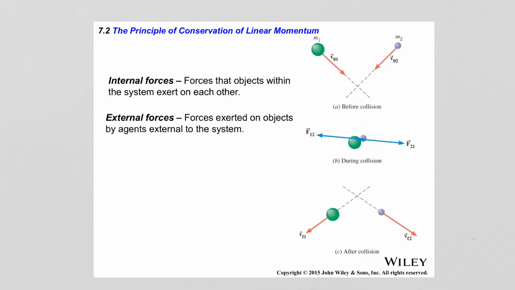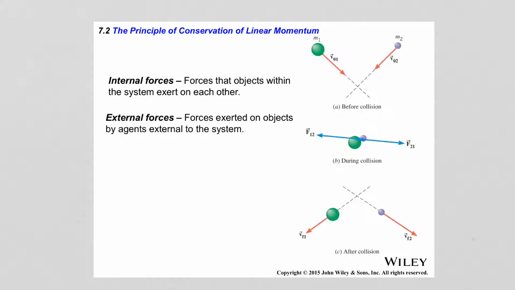So here is my system of two objects, two spheres, a larger sphere with mass m1 and a smaller sphere with mass m2. They are moving on a collision course, sphere number 1 with initial velocity v01, sphere number 2 with initial velocity v02. The two spheres collide, and after collision they move away from each other, sphere number 1 with final velocity v final 1, and sphere number 2 with final velocity v final 2.